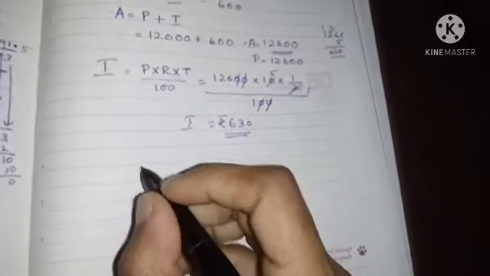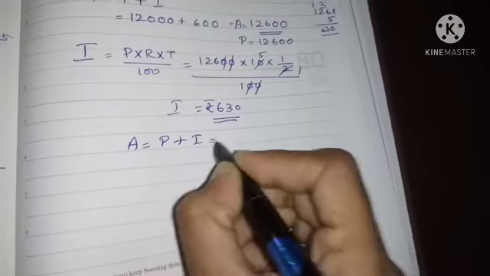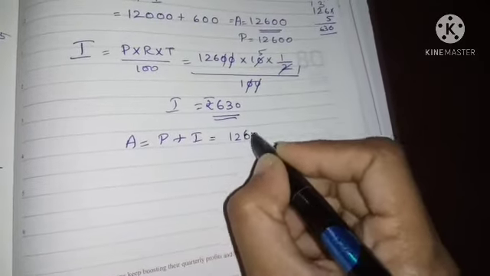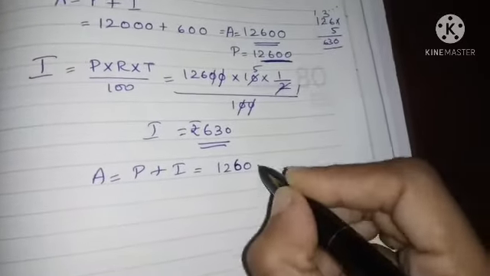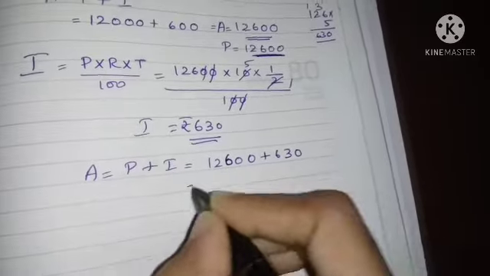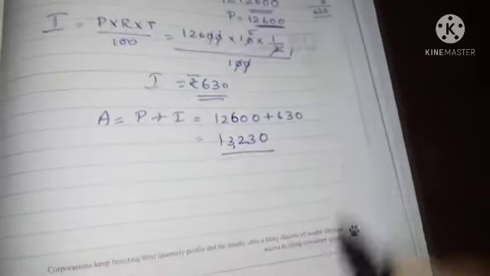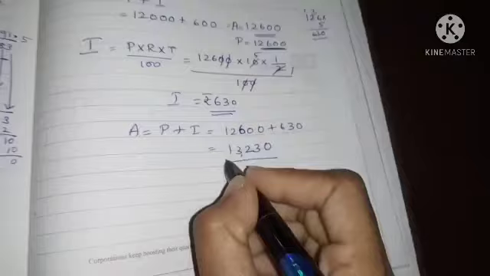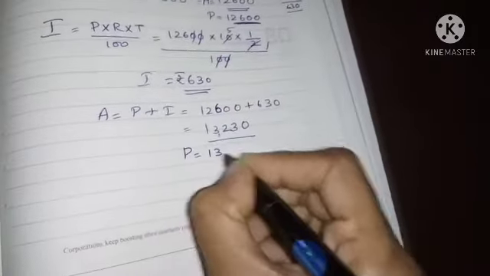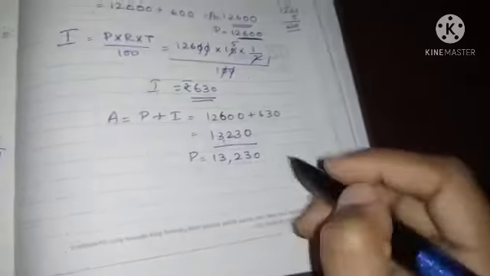So at the end, what will be the amount? Amount will be principal plus interest: 12,600, because this is the principal, correct? 12,600 plus 630 is 13,230. That is the amount at the end of the second 6 months. So this will become the principal now, 13,230, correct? So this 13,230 has become the principal now.